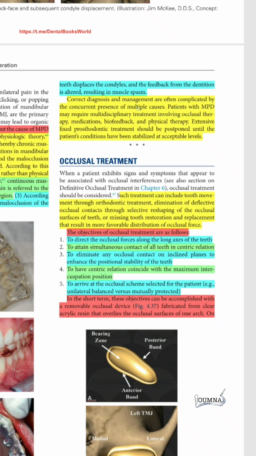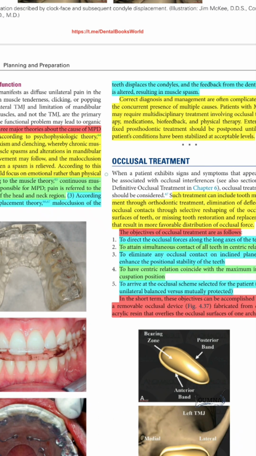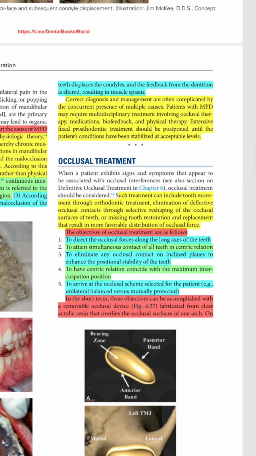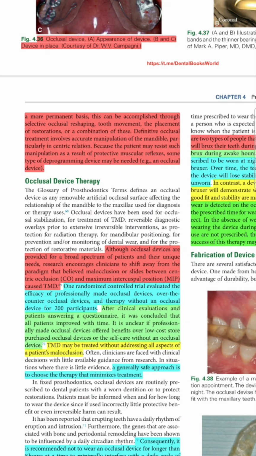It is difficult to get to the correct diagnosis because of the multiple causes, and there are so many places that the patient can feel the pain from, so the precise detection of the source of the pain is a bit difficult. We use what is called occlusal device therapy.